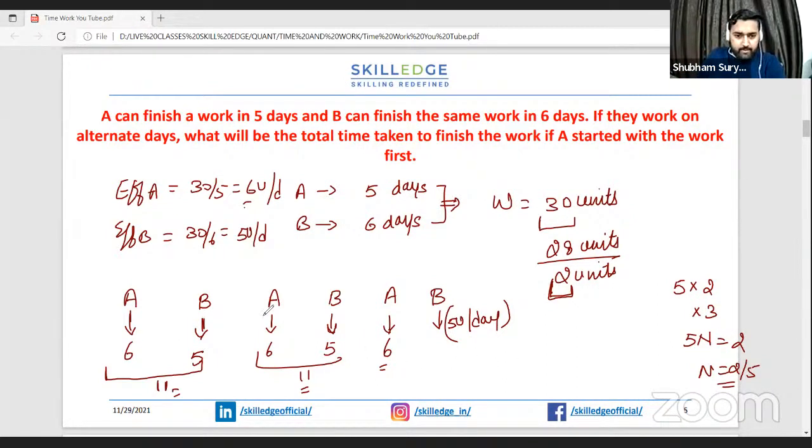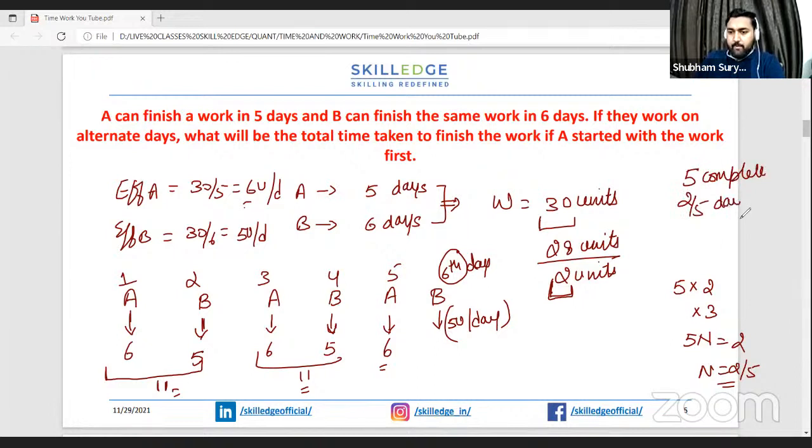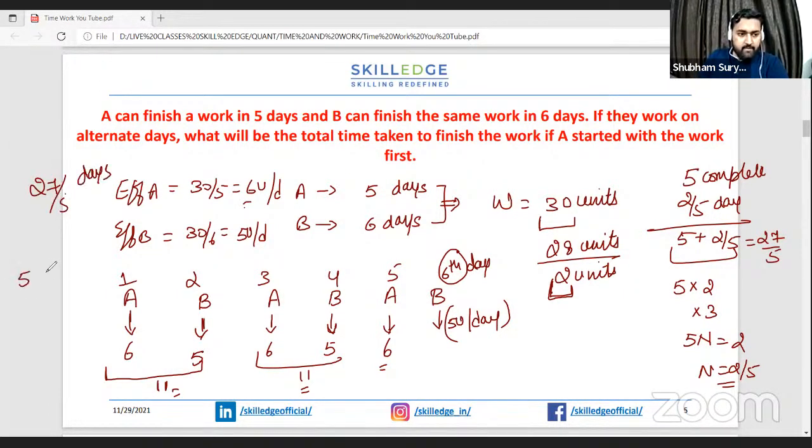n comes out to be 2/5. So we require 1, 2, 3, 4, 5 complete days, and then we don't require the whole 6th day, we just require 2/5 part of the 6th day. It means 5 complete days and then 2/5 day. That comes out to be a total of 5 plus 2/5. So you can either write it as 5 plus 2/5, which is 25 plus 2, 27/5 days. The answer could be either written as 27/5 days, guys, or you can just mention it as 5 2/5 days in the form of a mixed fraction, guys.